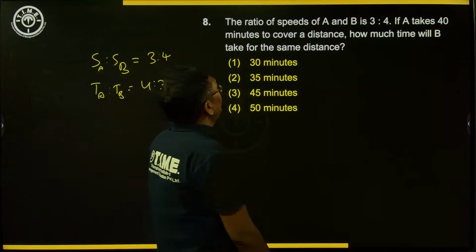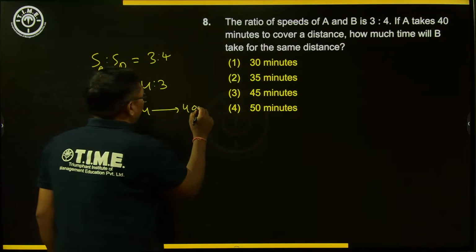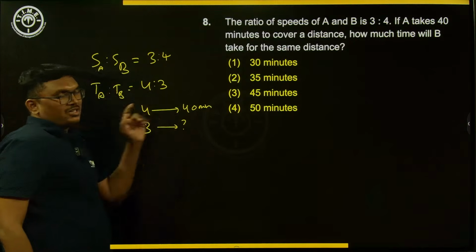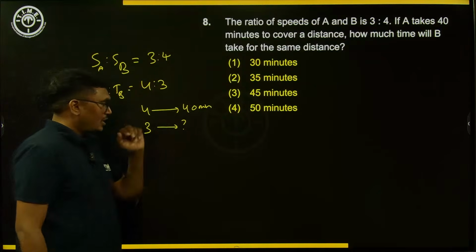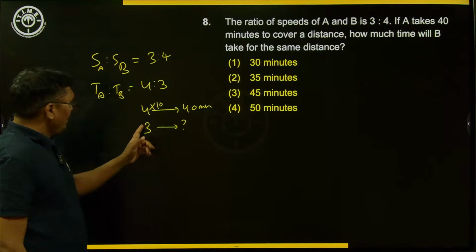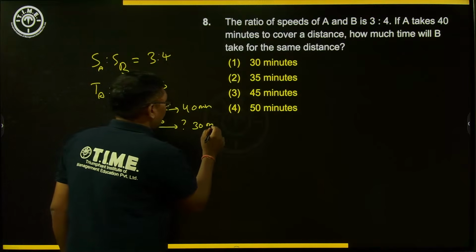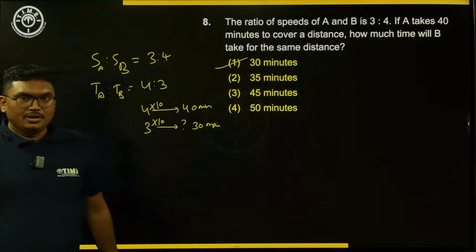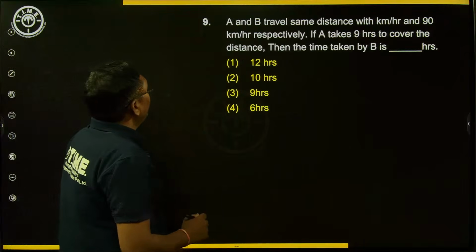So A takes 40 minutes, which means 4 ratio is 40 minutes, and 3 ratio is how much? If you cross multiply, we will get the answer. Instead of cross multiplying, 4 becomes 40, so what is the multiplier? 10. If you multiply this 3 with 10, you will get the answer, that is 30 minutes, right? So choice 1. Clear? Right. So let us see the 9th question.